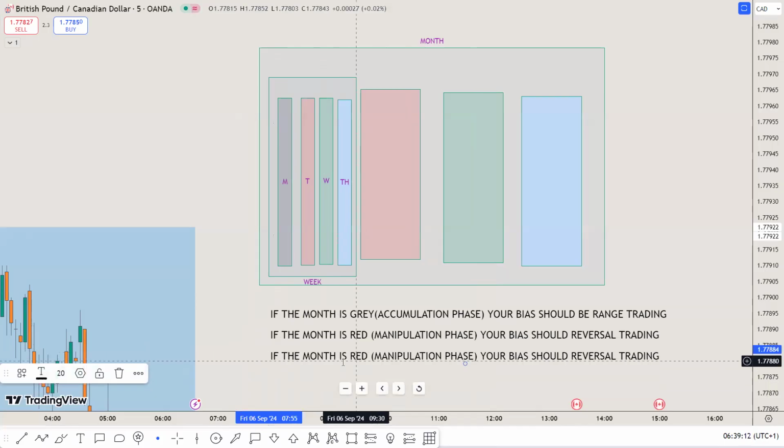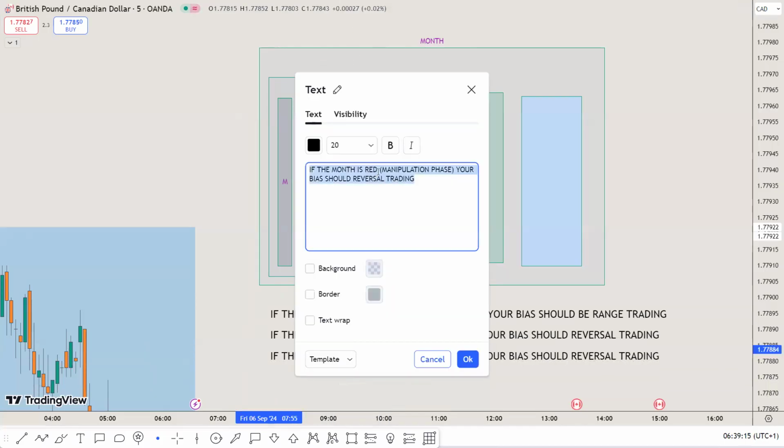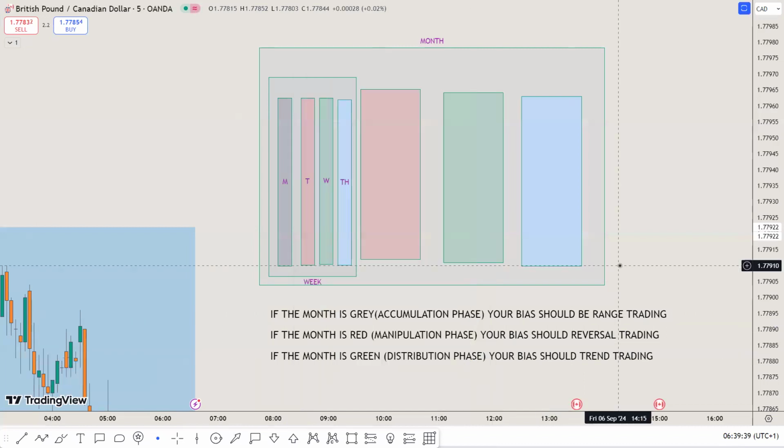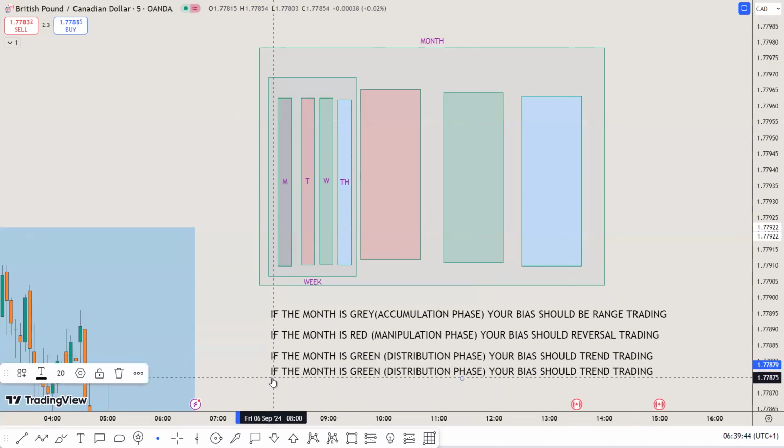If the month is green, your bias should be what? Trend trading. So this is like a cheat that tells you, okay, you just see it. You don't need to switch time frame.